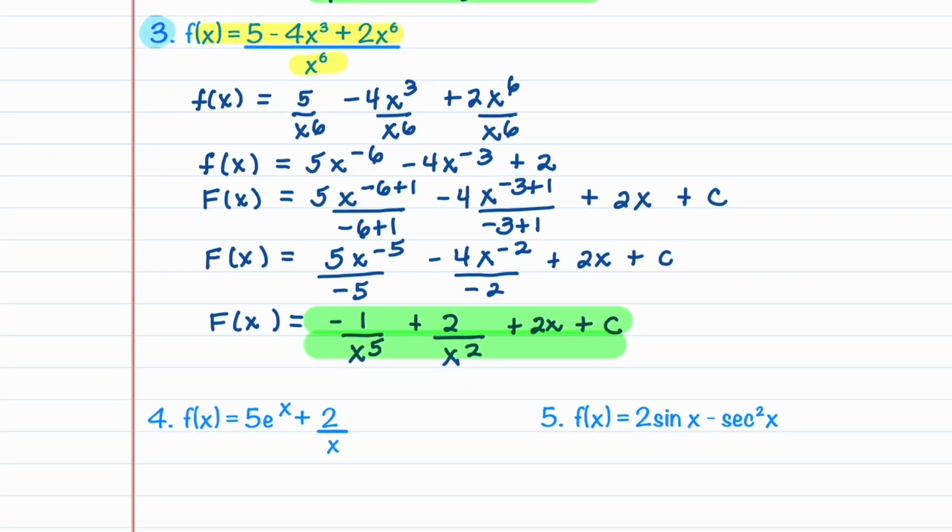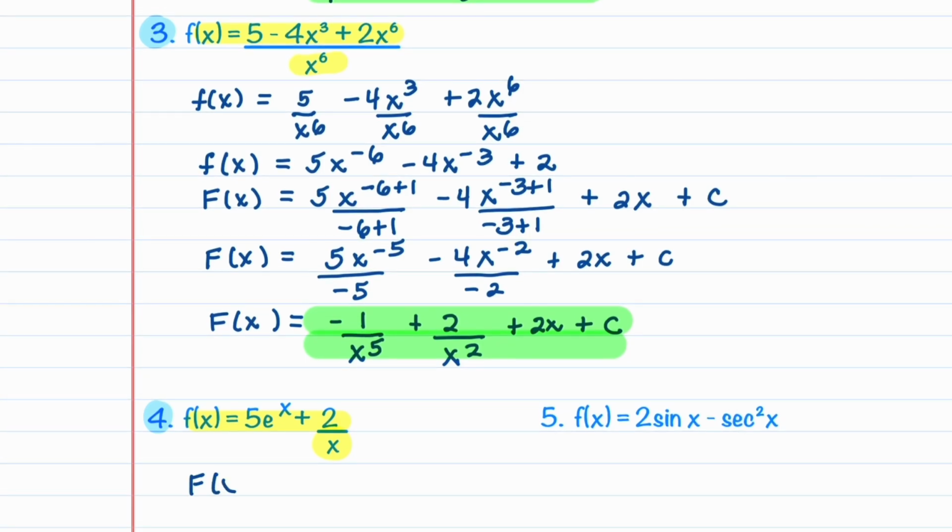Our last 2 examples are different than our first 3 because they involve exponential and trigonometric functions. In example 4, we're given the function little f of x is equal to 5e to the x plus 2 divided by x. We don't have to simplify this function at all. We can just go straight ahead and take the antiderivative.